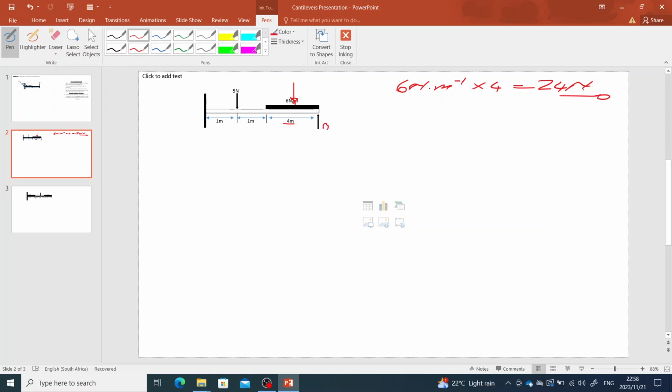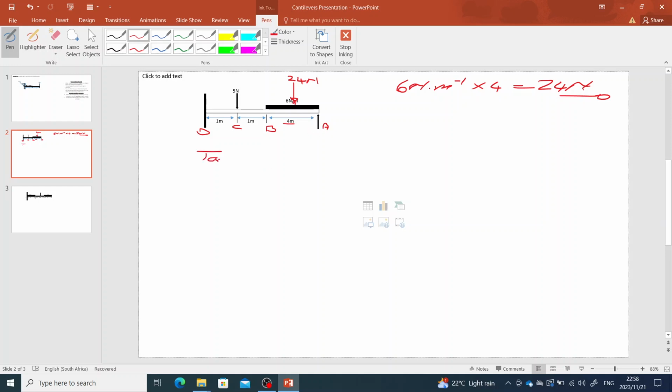Let's denote this one as A, this one as B, this one as C and D. It's just to indicate that from point A to B, you still have the uniformly distributed load. Now, the second thing that you will do, you will then take moment at D. In taking moment at D, you are determining that reactional support there.